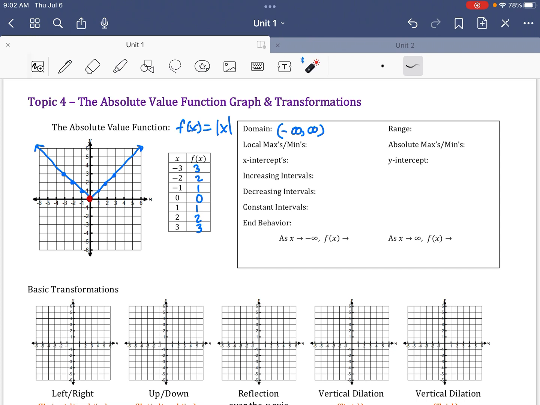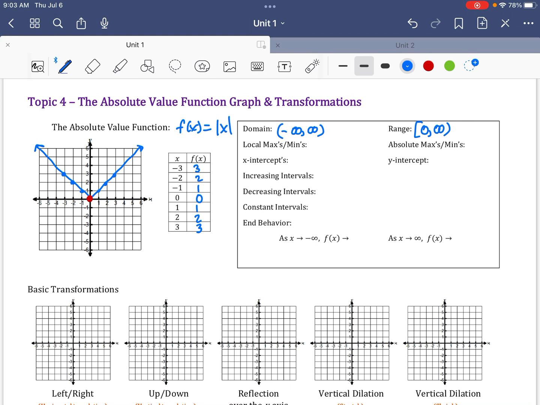So this graph goes right forever, left forever. That's our domain, remember. So that's why we have all real numbers. But if I'm looking at up and down, it does not go down and up forever. It goes up forever, but only from here up, from a level of 0 up. So when we talk about our range, we have 0 to infinity.